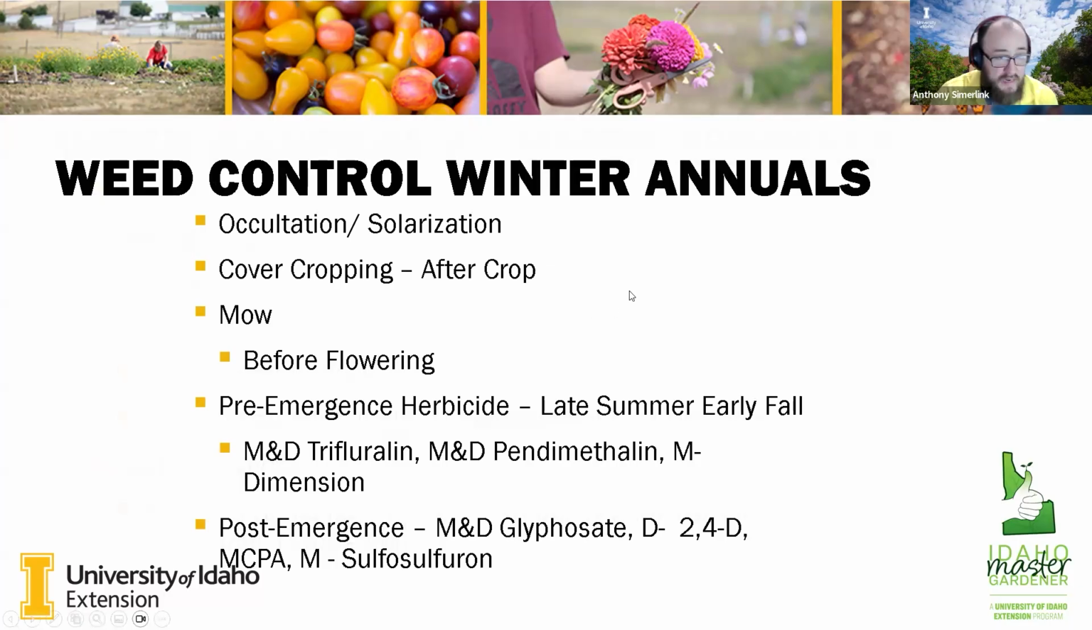For winter annuals, again, the occultation or solarization in the fall, really, or if you have any that go into that dormant stage and then come back in the spring, that would be a good time to do the solarization and the occultation as it begins to warm up. Cover cropping after that crop has grown, we'll cut back on some of the winter annuals or even mowing those seed heads down. So really, again, identifying those weeds is going to help you be able to control them easier and maybe not even need to apply any herbicides.